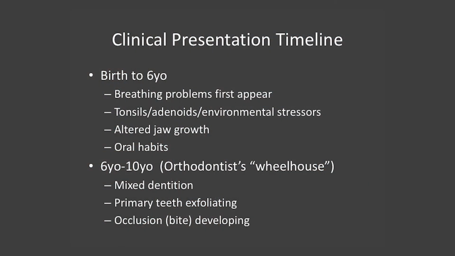Ages 6 to 10, that's kind of in the orthodontist's wheelhouse. That's when we really like to meet our patients. They've got a mixture at this point of adult and baby teeth, and the primary teeth, the baby teeth, are starting to fall out. The tooth fairy is very prominent at this time. But their bite is developing, that connector between the upper and lower jaw. Their final adult occlusion is developing.